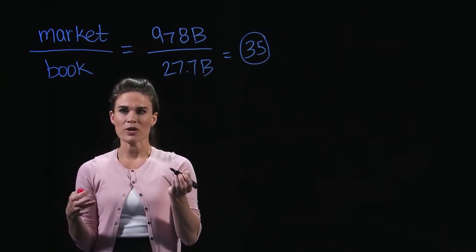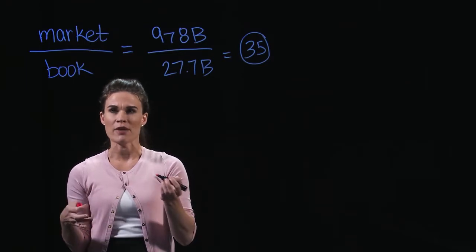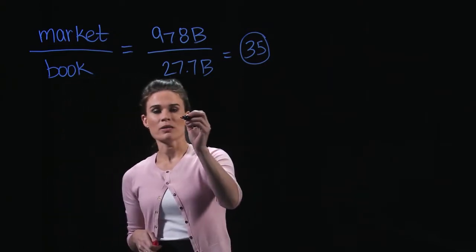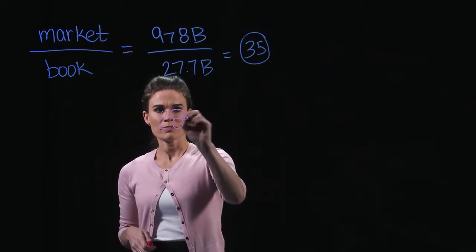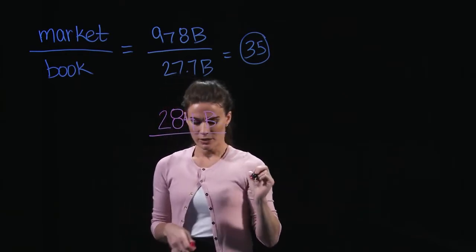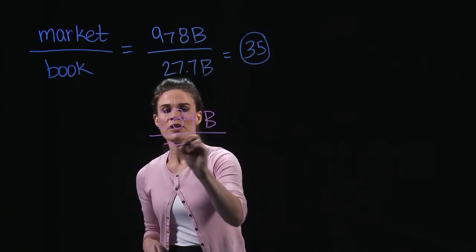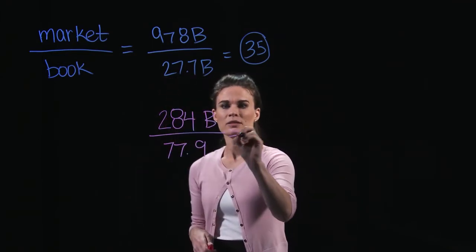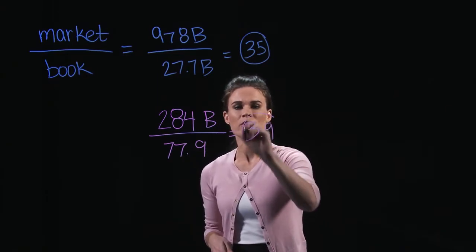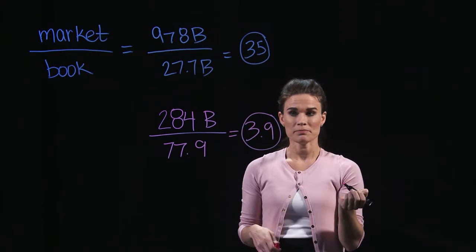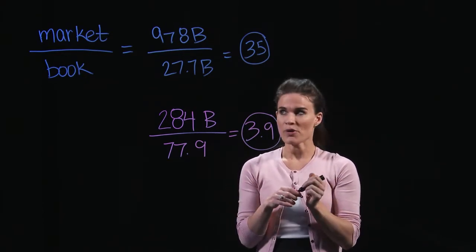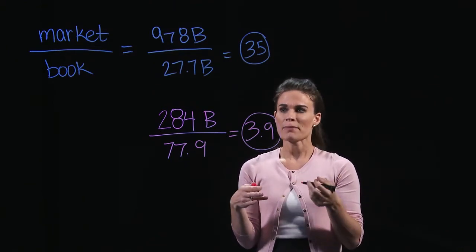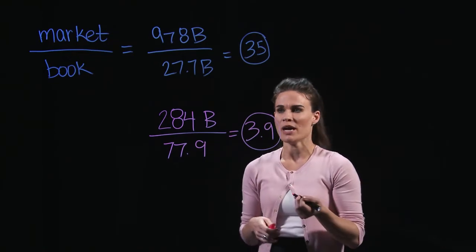So to look at some other companies that have more of the average market to book ratio, we can look at an example with Walmart. If I look at Walmart's market capitalization, it's currently $284 billion. And the book value of equity on their balance sheet is currently 77.9. So for Walmart, their price to book ratio is about 3.9. Keep in mind that most companies' market to book ratio is a bit higher than normal, just because the market overall is priced a bit higher than normal.